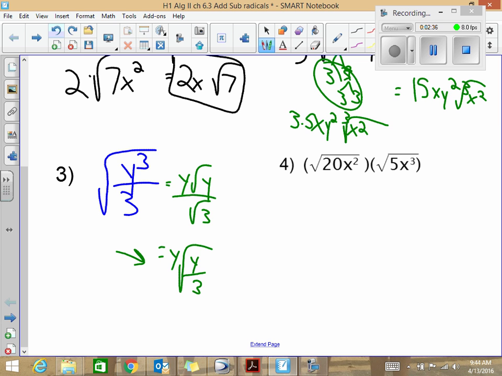Questions about that? Okay, next one. We multiply it together. We get 100 x to the 5th. And then what comes out of that? 10. 10 and how many x's? X squared minus 1. Right. 10, so 10 comes out, square root of 100. 2 x's come out, and 1 x stays in. I'm sorry. Does that make sense?